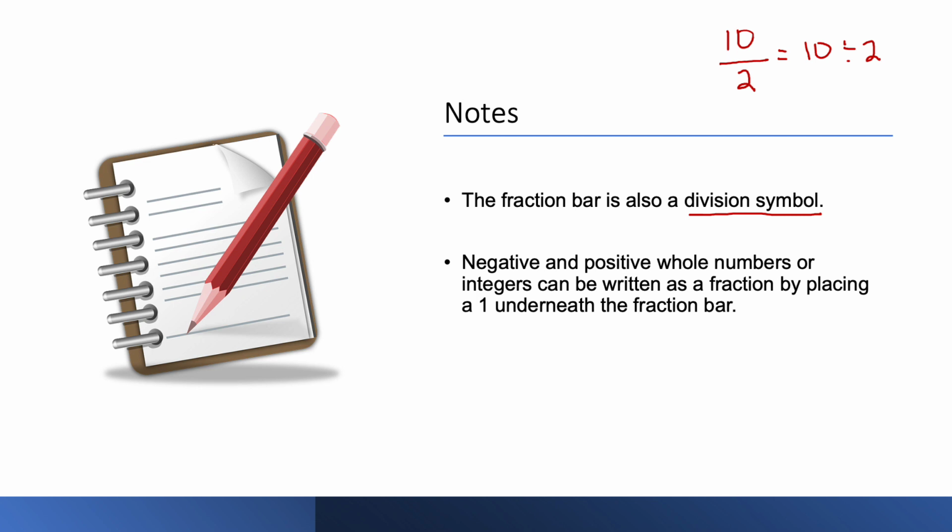Also note that negative and positive whole numbers or integers can be written as a fraction by placing a 1 underneath the fraction bar. So if we have a -10, we can rewrite this as a fraction by placing a 1 underneath it. So we could do -10/1. The same thing for positive numbers. If we had a positive 150, we could write that as a fraction by placing a 1 underneath it. So 150/1, that would be a fraction.